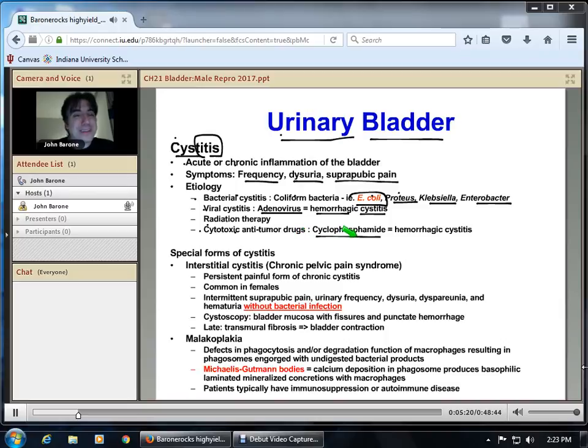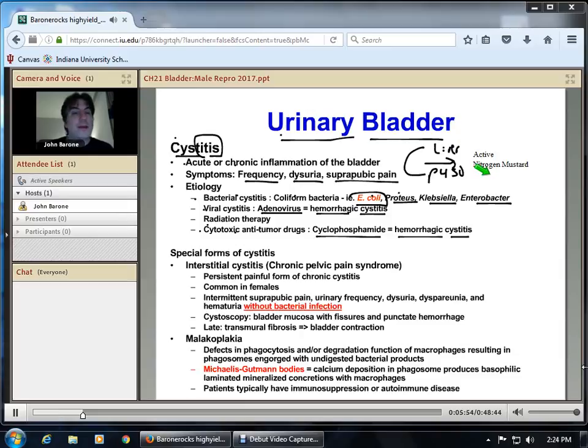Now, the classic one for exams is the alkylating agent cyclophosphamide. This is notorious for giving you a hemorrhagic cystitis. Now, the reason for this is cyclophosphamide will be activated by your liver. It's not active yet. When I give you cyclophosphamide, the liver cytochrome P450 system is going to activate it. This is going to turn cyclophosphamide into the active metabolite. The active metabolite is called a nitrogen mustard.